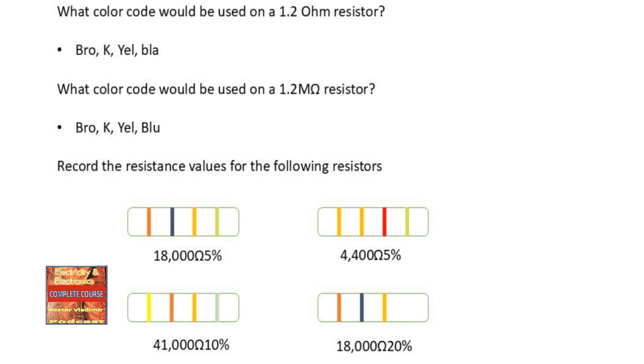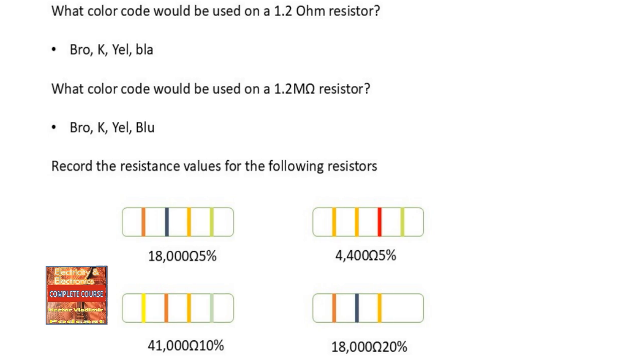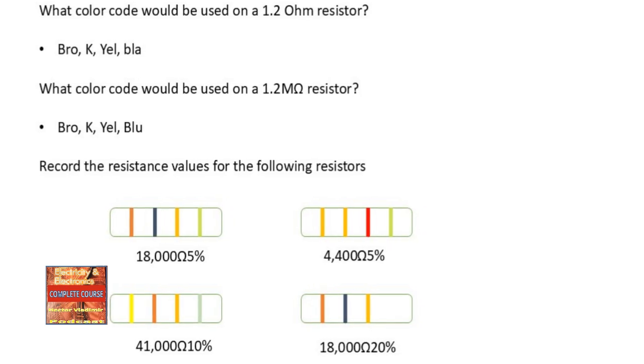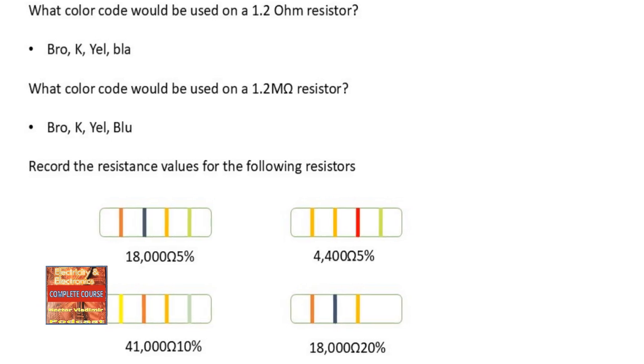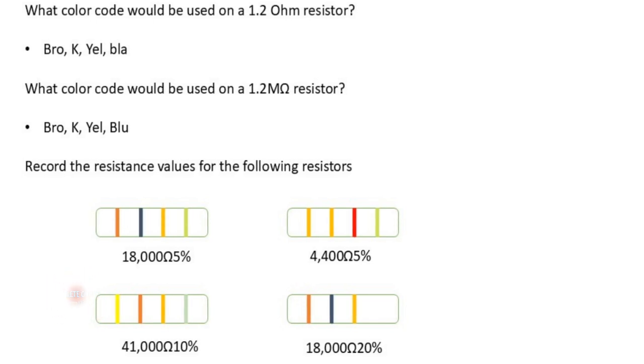The fourth lower right resistor has only 3 bands, and it's brown, represents a 1, gray represents an 8, and orange represents the multiplier, which is 1000. We have 18,000 ohms. Having no band on the fourth spot means 20% tolerance.